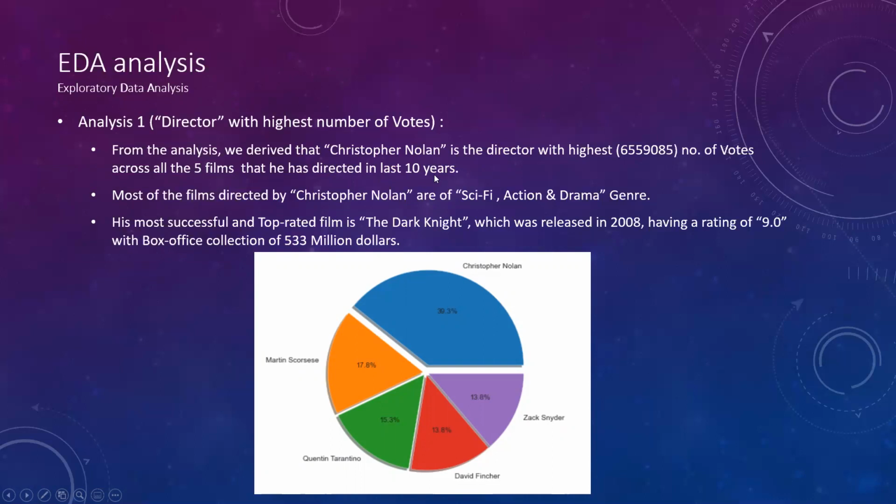If we categorically look at the genres of the movies that Christopher Nolan has directed, they fall into three types: sci-fi, action, and drama. One of his most successful top-rated films would be The Dark Knight, which I think most of us know is a big superhit, having the highest rating in the whole IMDb data set for the last 10 years, with a rating of 9.0 and box office collection of $533 million. So from this analysis, we could see that Christopher Nolan is the best director in this particular data set.